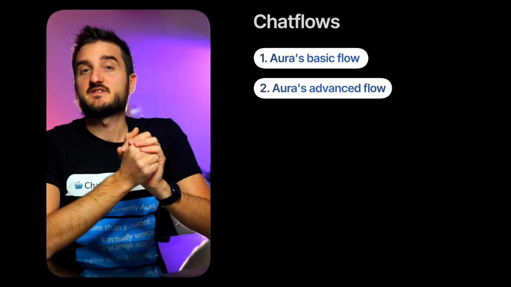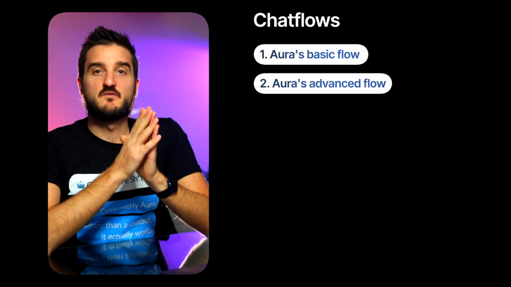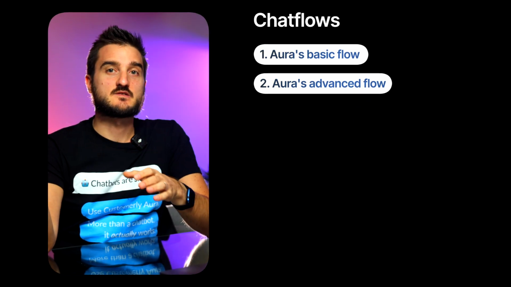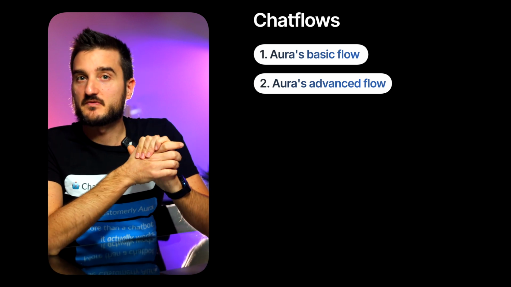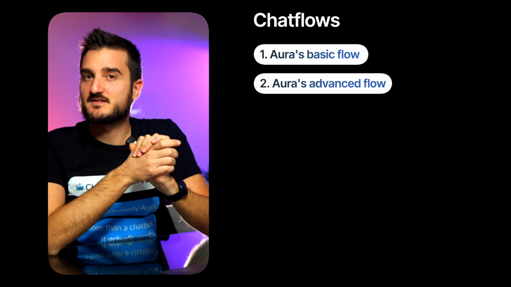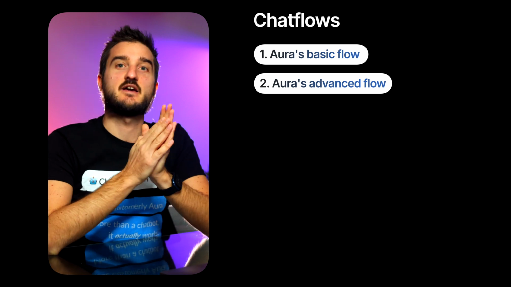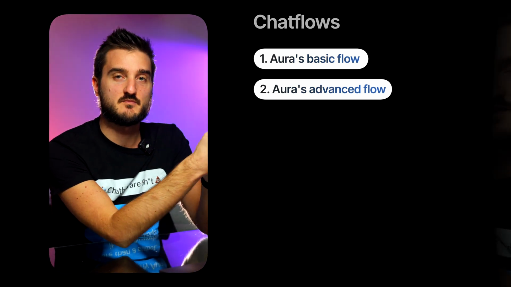Perfect. Let's get started by creating two chat flows. The first is a basic flow where Aura handles all incoming conversations, and the second is a more advanced flow that uses customer intents to guide responses and assign conversations to the right team. So what are chat flows? Before we build, let's clarify what chat flows do.